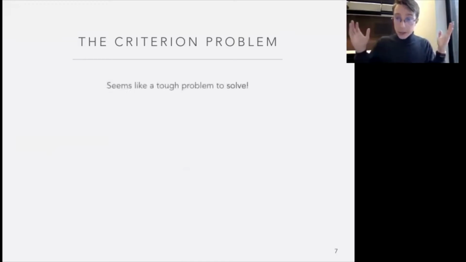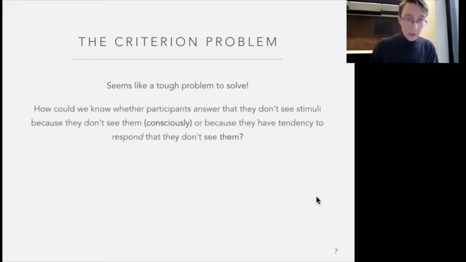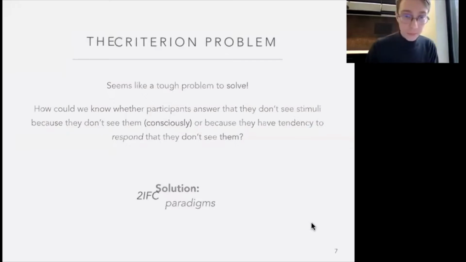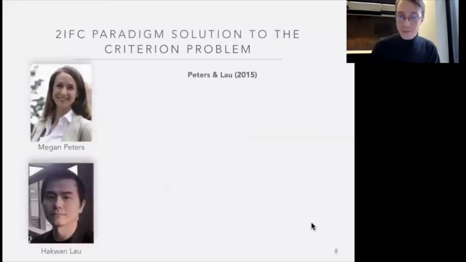Okay, and that seems like a tough problem to solve. The reason it seems so difficult is: how could we know whether the participants answer that they don't see the stimuli because they don't see the stimuli, or because they have a tendency to respond that they don't see the stimuli? It seems like people would say the same thing in both cases, right? So how would we know? It seems like an impossible problem, but it's possible to solve if you're inventive. That's my general point here. And it was actually solved by Megan Peters and Hakwan Lau in 2015.